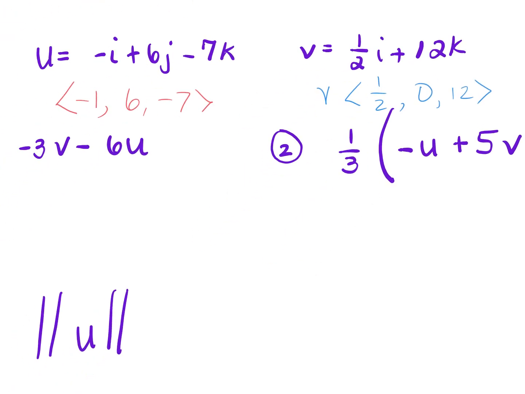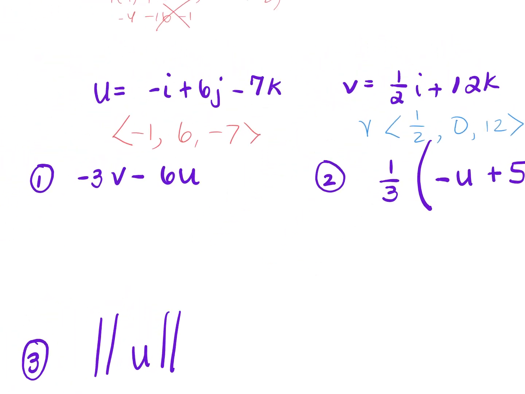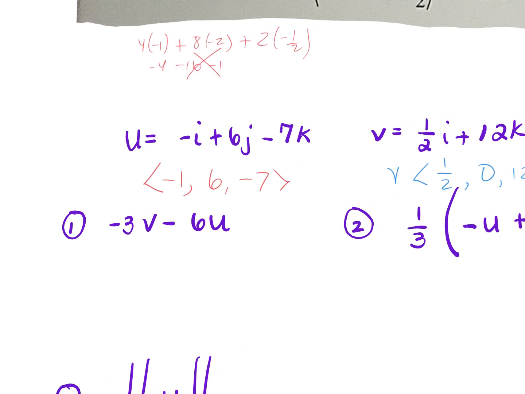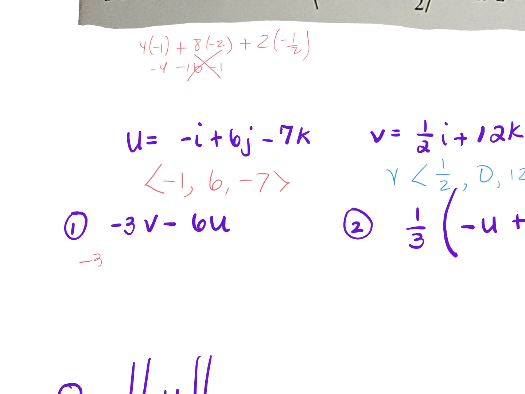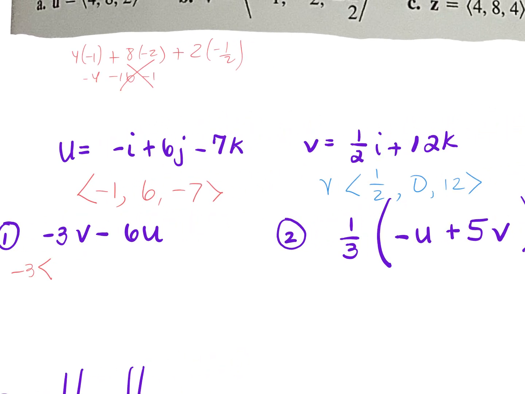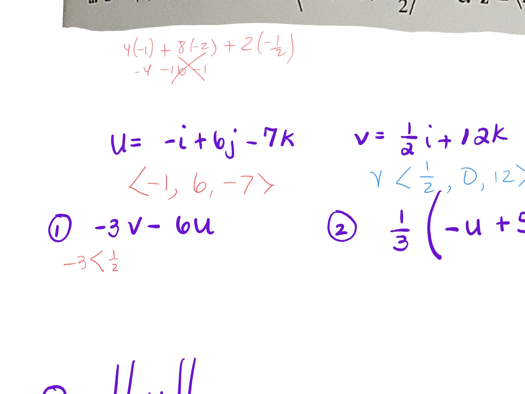So now if you're going to do all the stuff that I'm asking you to do here, you just use your math skills. -3 into V, that means -3 into the V vector, so it's 1/2, 0, and 12, and then you have -6 into U, so -1, 6, -7. Do you have to write your vectors like this when you're working these? No. Do I think it's a good idea? Yes. Just get the letters out of the way.